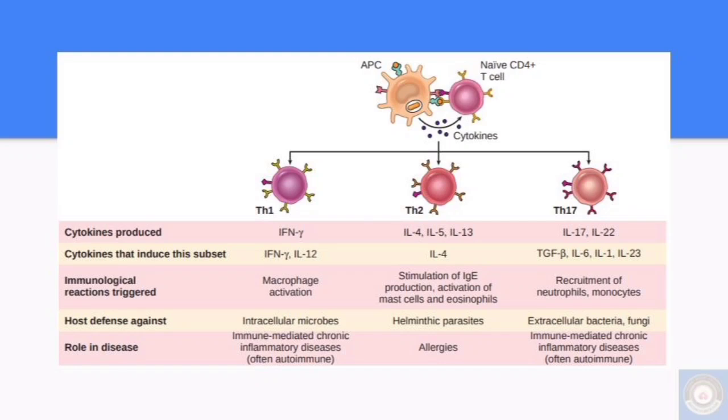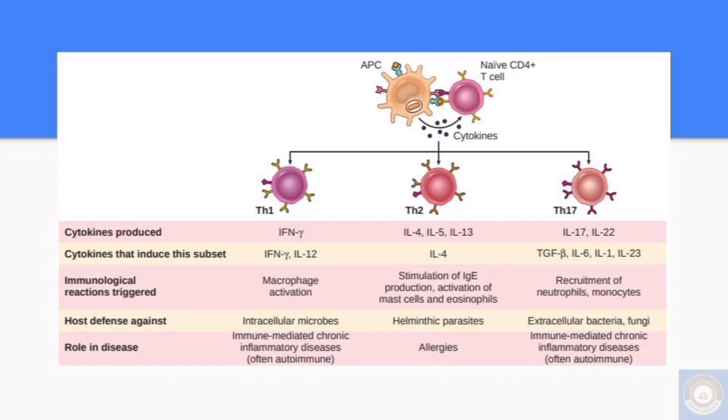Each effector T cell has its own function, and which effector T cell is going to develop depends on the cytokines released by antigen presenting cells. For example, if the cytokine released by antigen presenting cells is interferon gamma, then the effector T cell that is produced is the Th1 cell, and this Th1 cell will further produce interferon gamma, which helps to activate the macrophage, and this activation of macrophage is useful for fighting against intracellular microbes.